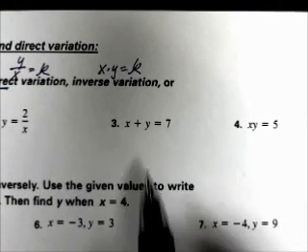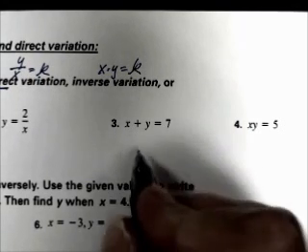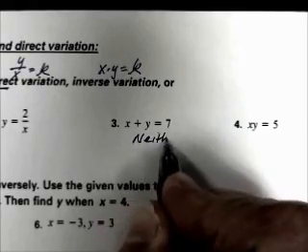Continuing with the odds, so number 3 next. X plus y equals 7. Well, x and y are already on the same side of the equation. It's not division or multiplication, so this is neither.